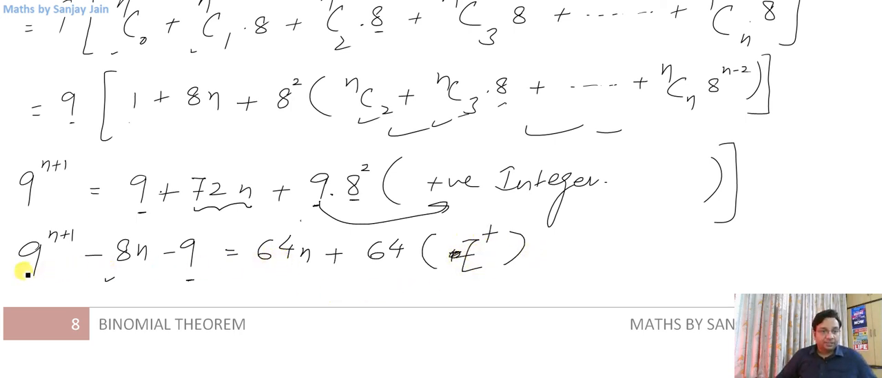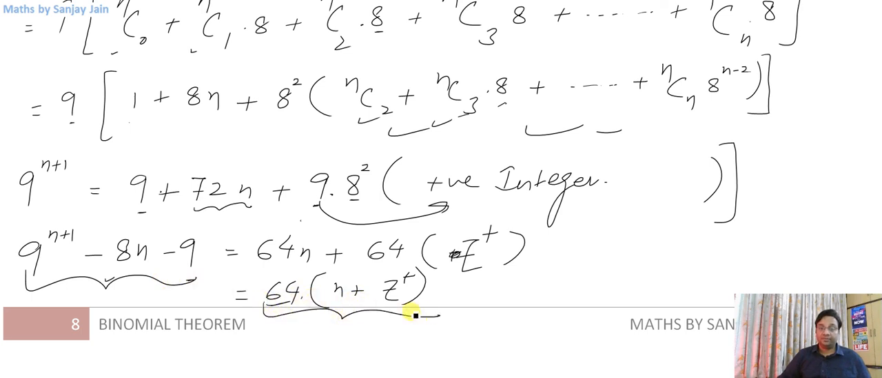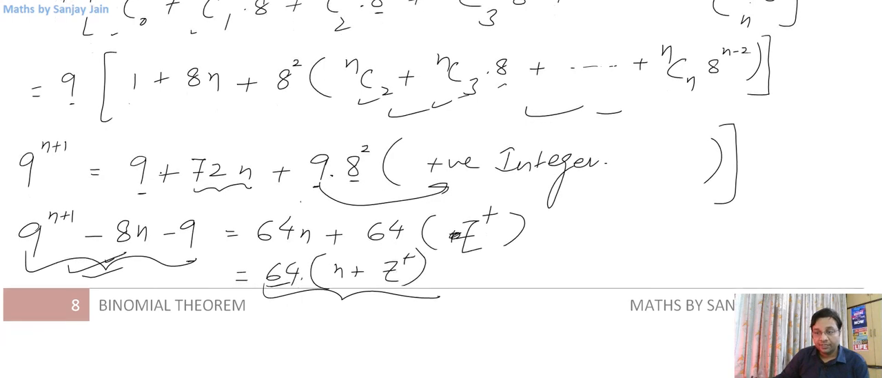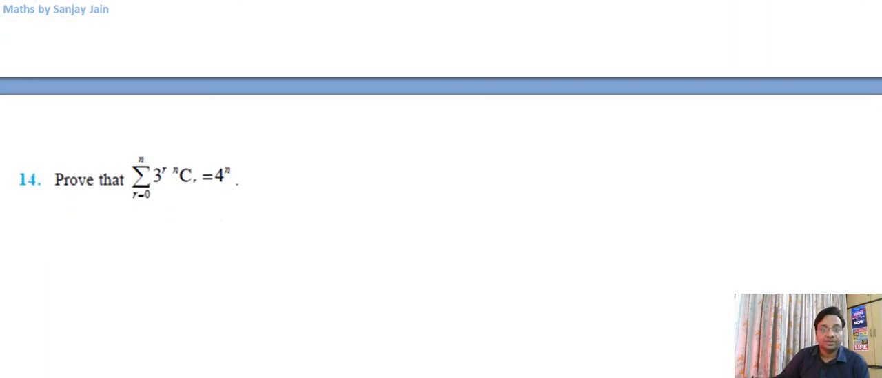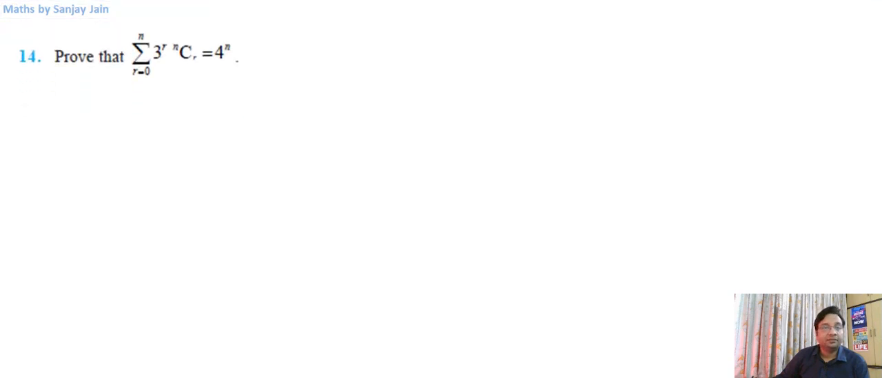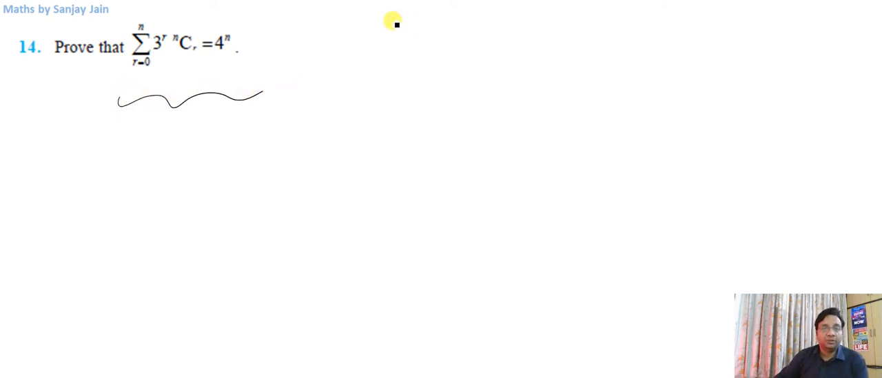So if you see, this expression is definitely divisible by 64, because on the right hand side, if you notice, this is 64 into n plus some positive integer. So yes, I can say that 64 is one of the factors of this, hence this is divisible by 64. And we have done a similar question in the examples also, so I don't think you should find it difficult. Now I need to prove this. This is nothing but just the general form of the binomial expansion.